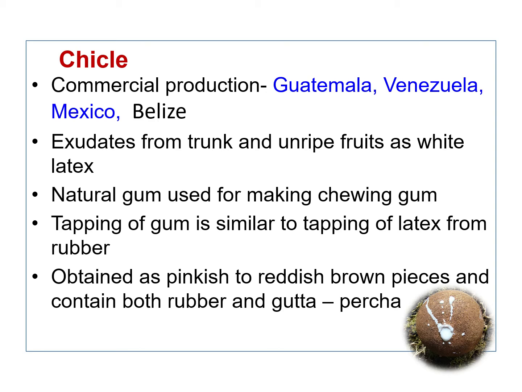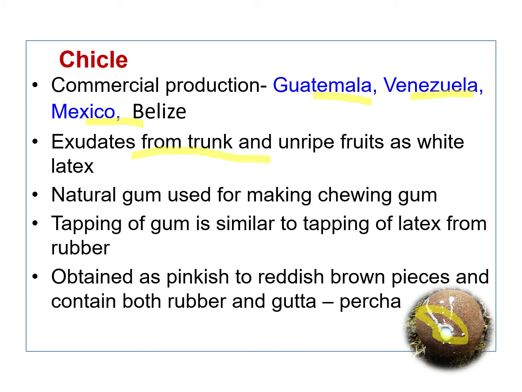So coming to the chicle, here in the picture you can see the white exudation from the fruit. So when the fruits are mature, this white exudate will be absent. So that is also a maturity index in sapota. There will not be any white exudation in ripe sapota. So chicle is commercially produced in these countries, that is Guatemala, Venezuela, Mexico and Belize. Belize was earlier known as British Honduras.